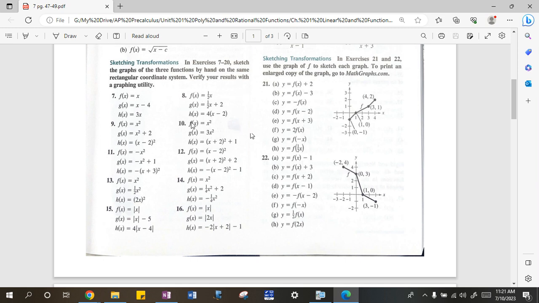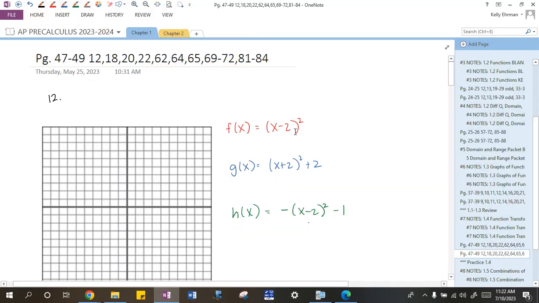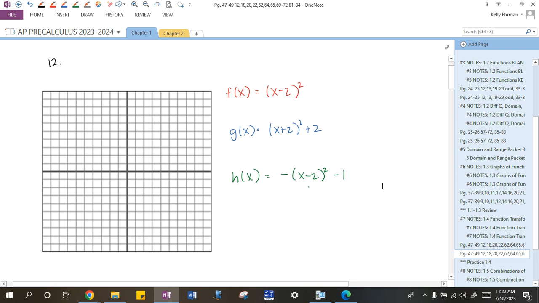For our first couple of problems, it says to sketch the graphs of the three functions by hand on the same rectangular coordinate system. Verify your results with a graphing utility. So I'm not going to take the time to graph these on my calculator, but I will graph them in the same coordinate system, and I wrote them down just so that I'm not flipping back and forth.